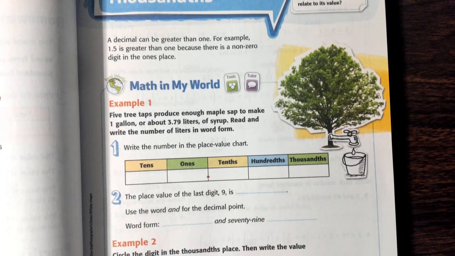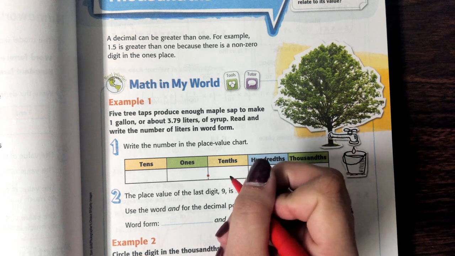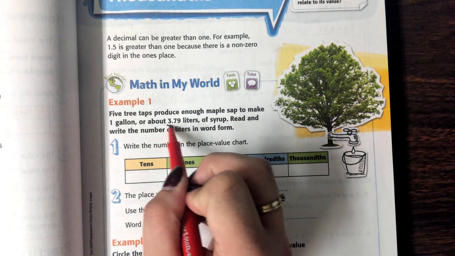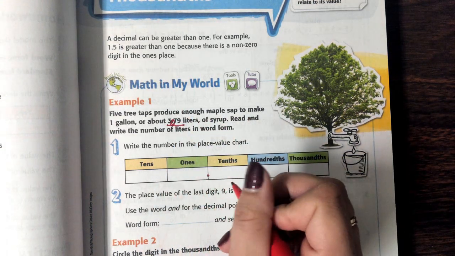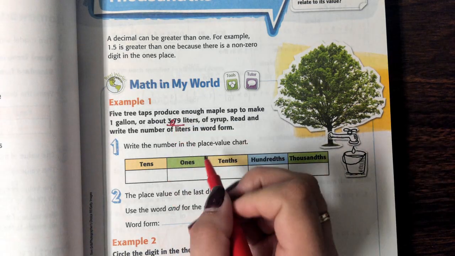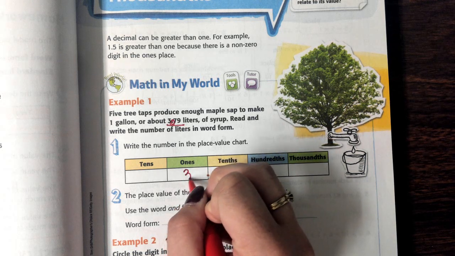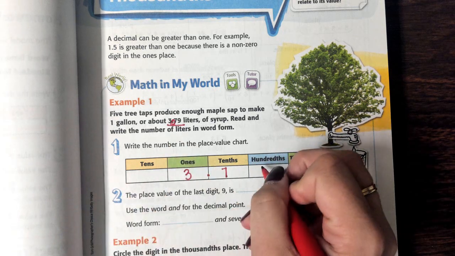So if we look at this example, it says 5 tree taps produce enough maple sap to make 1 gallon, or about 3.79 liters of syrup. Read and write the number of liters in word form. So we're first going to go ahead and write the number in the place value chart. Okay, so I always want to look for that decimal point so that I know where to start. So if I've got my decimal point here, in between that 3 and 7, I know my 3 is going to go here, my 7 is going to go here. Since my 9 is after my 7, I'm just going to put it here.